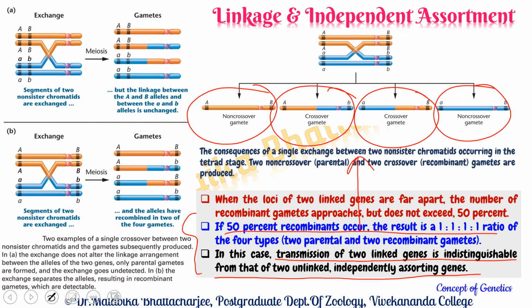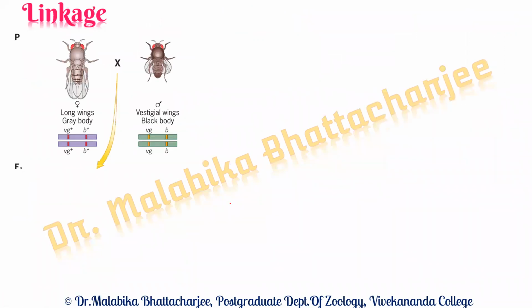Now let us look into one example. This example I'll be giving you is of Drosophila. Look at the two genes in concern. So we have long wings, gray bodies; vestigial. VG is the vestigial gene and B is the body color gene. When we have this mutant for the vestigial gene, you can see the wing length has decreased, and the body color, which is usually gray, becomes black. So this is a pure wild type fly crossed with a pure mutant fly.